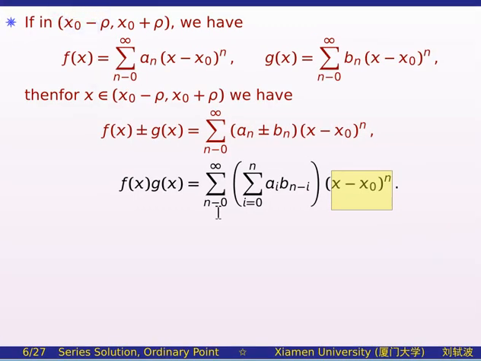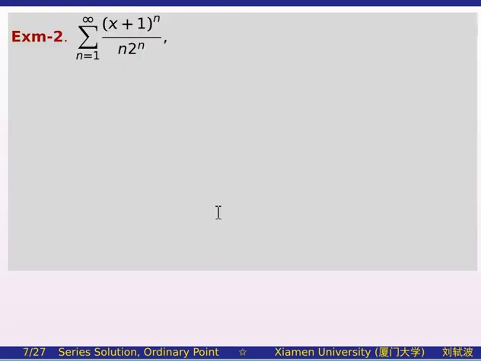Now we look at some examples. So this is a power series about -1, in powers of x minus x0, where x0 is now -1. The coefficient an is 1 over n 2^n. Then we study whether this power series converges, and find its radius of convergence.